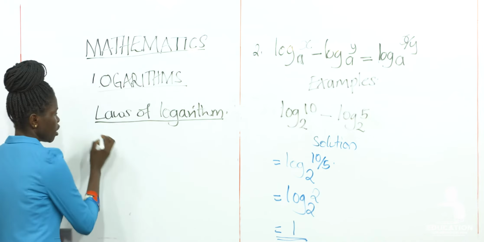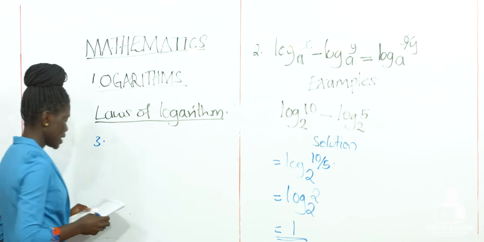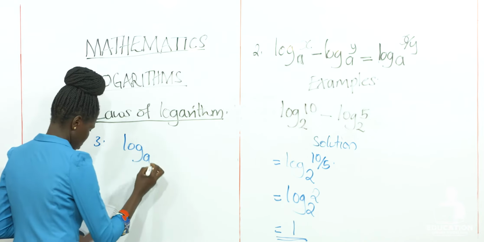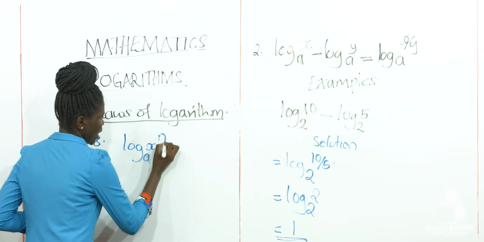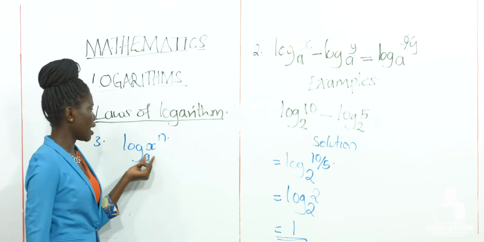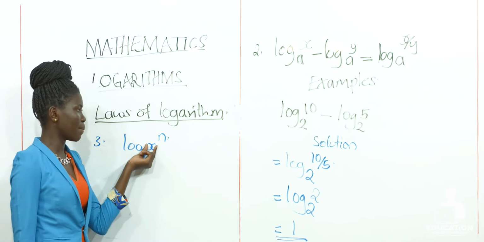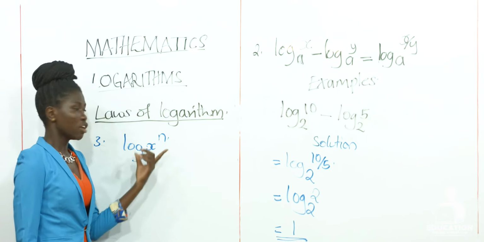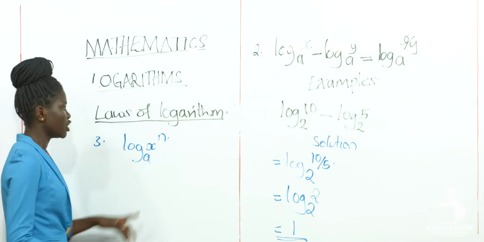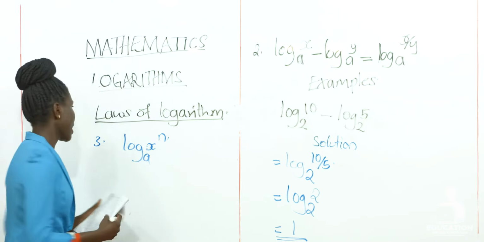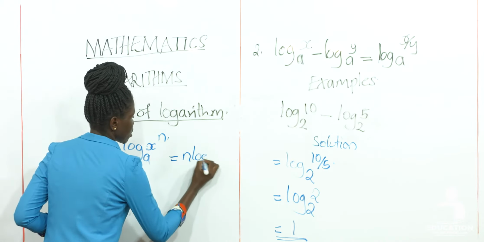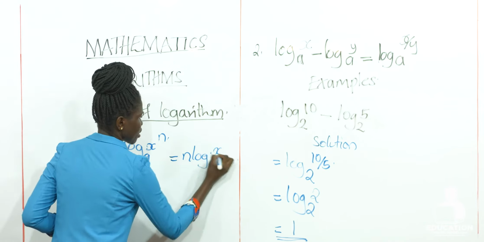Let's have the next law, which is number 3. And it says, when given a number like log A of x to power n, the number has got a base of A. We are having this number x and it has another power, which is n. So when given a number like this, what you need to do is to drop the power, which is n. So in this case, we are going to have n log of A x.